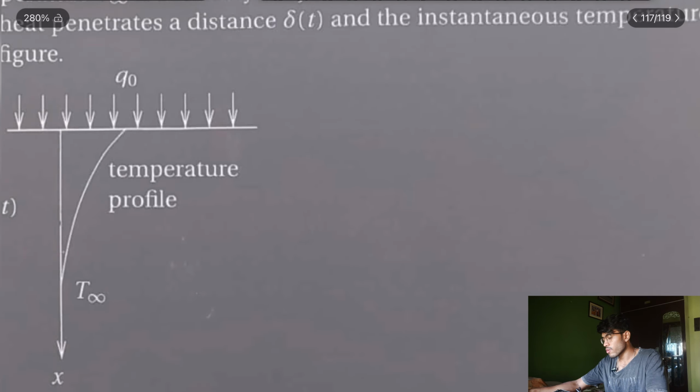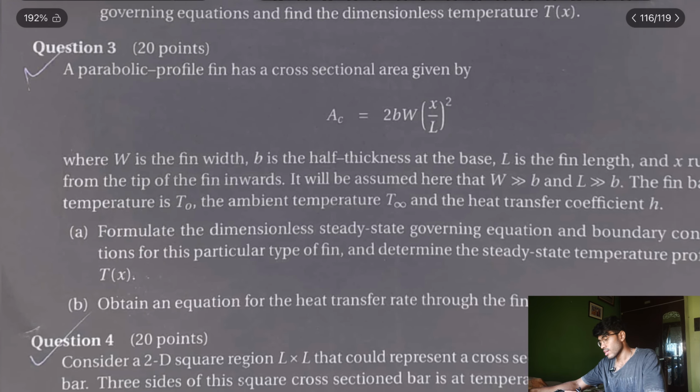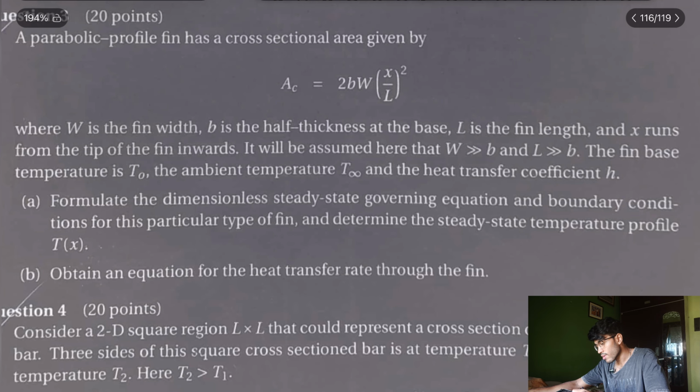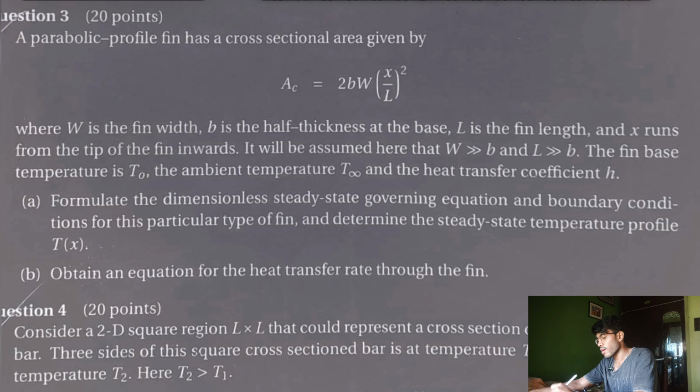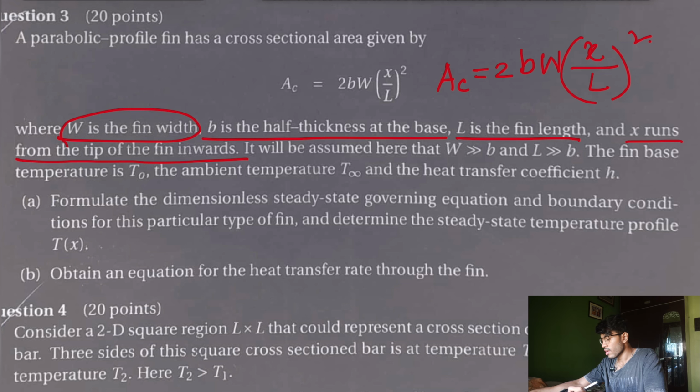Okay. So now your homework will be to solve this one. You can take a screenshot if you don't have the problem. I will zoom it a bit more if that helps, and I will read it. A parabolic fin has a cross-sectional area given by, I will write it if you cannot see, x by L whole square. So now we have worked with a triangular fin, and this is a parabolic fin, where W is the fin width, B is the half thickness at the base, L is the fin length, X runs from the tip to the fin inwards.